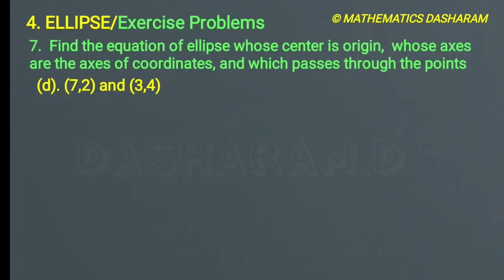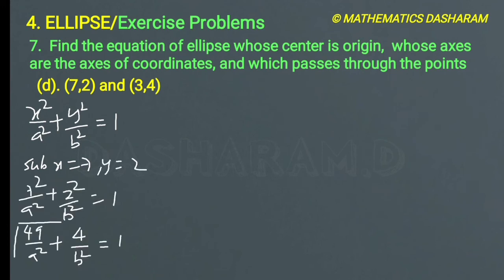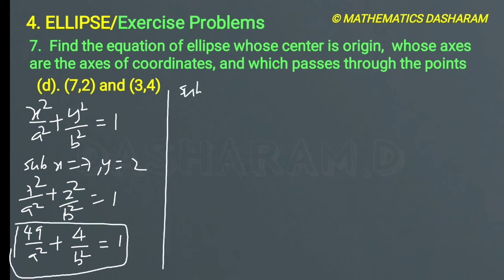Question number D: 7 comma 2 and 3 comma 4. Let's take the standard form of ellipse. So substitute the first point, that is 7 comma 2. So substitute x equals 7, y equals 2. Next, substitute the second point. What is the second point? 3 comma 4. So substitute x equals 3, y equals 4 in the standard form of ellipse.